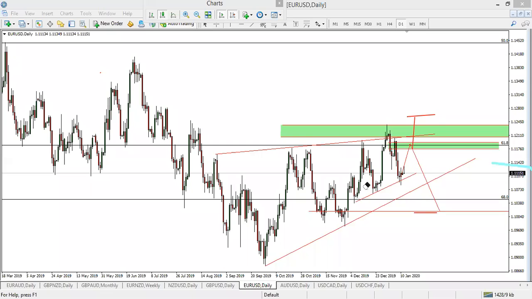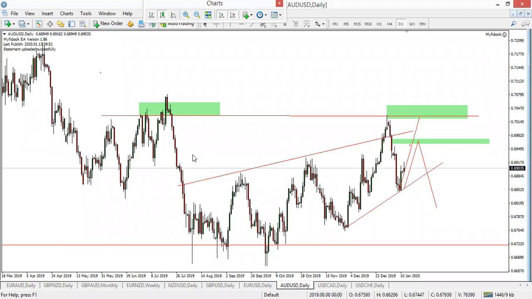That's all I'll be looking for with the Euro USD. So I'll be looking for this retracement to the top side and a continuation to the downside for the Euro USD. Hopefully that happens. Let's move to the Australian US dollar.